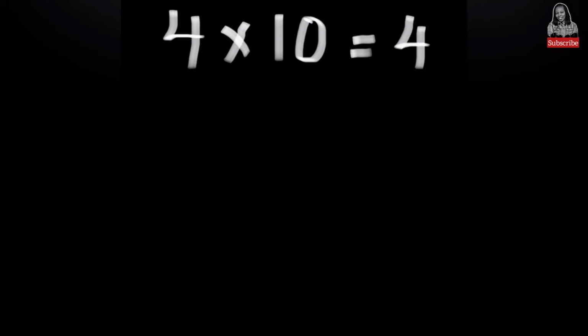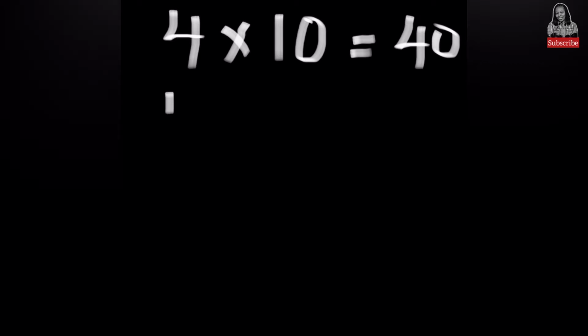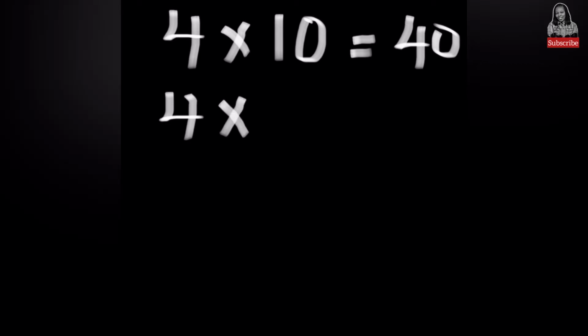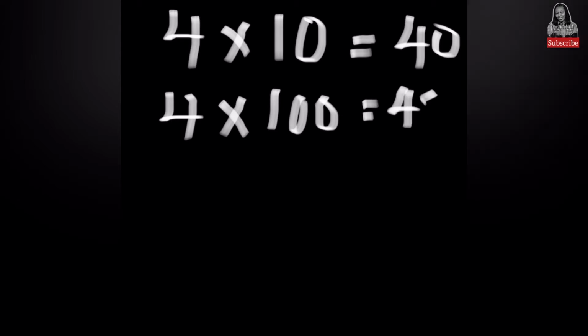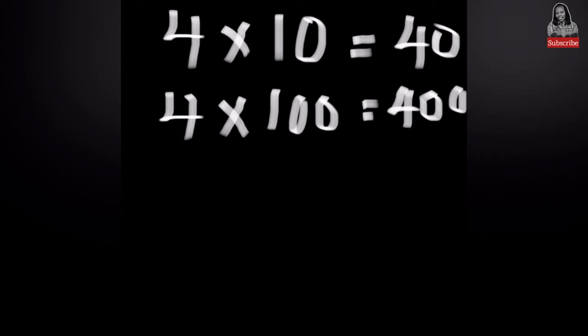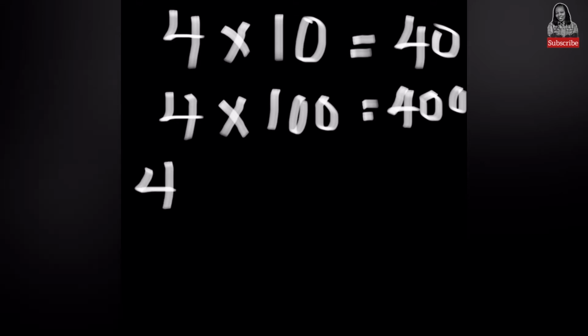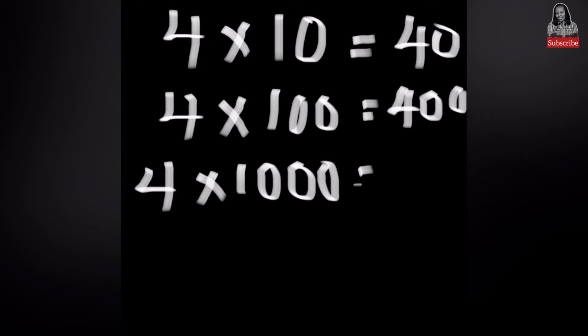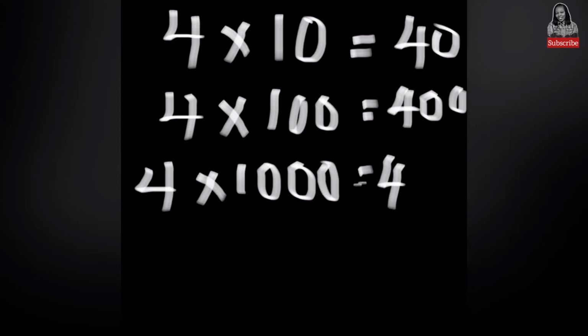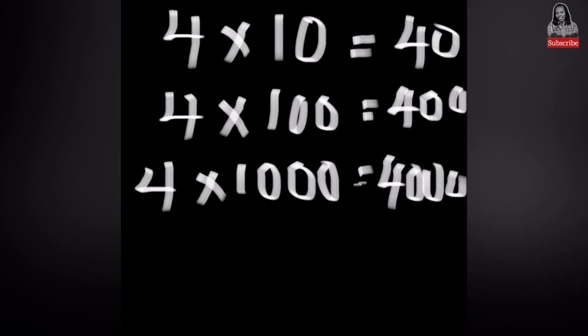Okay, let's start with the whole number. 4 times 10. Put a 4 and add 0 to the end on the right. Always remember, to the right. If it's a times, 4 times 100 will give you 400 because there are 2 zeros in 100. 4 times 1000 gives you 4000 because there are 3 zeros in 1000.